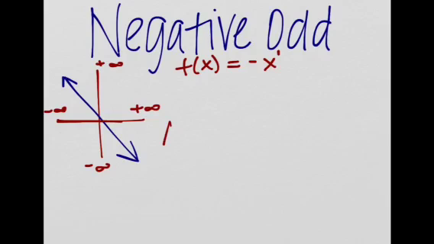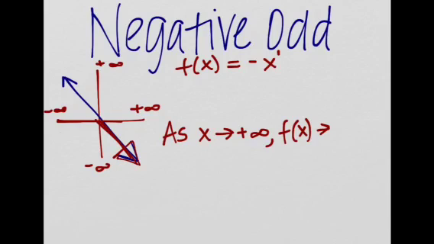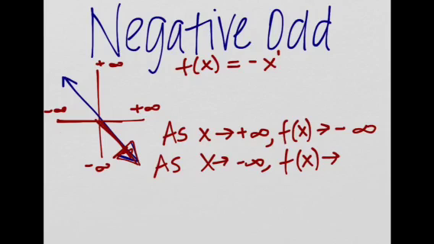So what is happening to our function? As x approaches positive infinity, now we can see that f of x, it's actually going down. So f of x, we're going to say, approaches negative infinity. And as x approaches negative infinity, f of x, so as x gets smaller, we can see that the f of x function is getting bigger, so f of x approaches positive infinity.